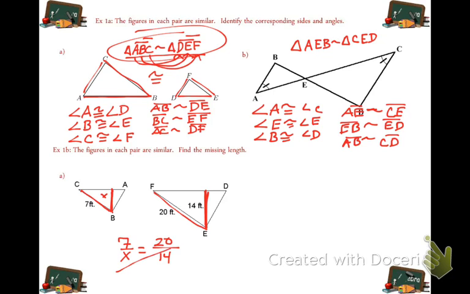So then I'm going to do my cross multiplying. We've just done these earlier. So it's going to be 20X equals 14 times 7 is 98. Divide by 20. It's 4.9.